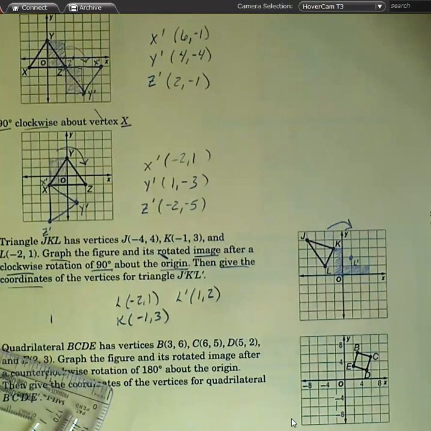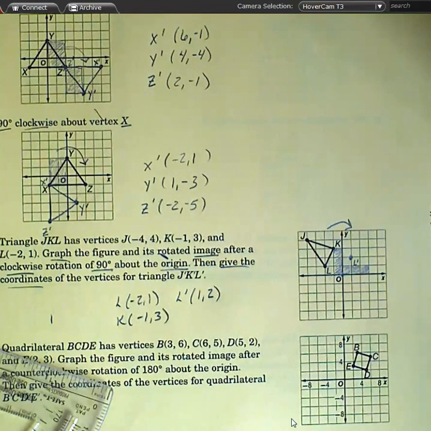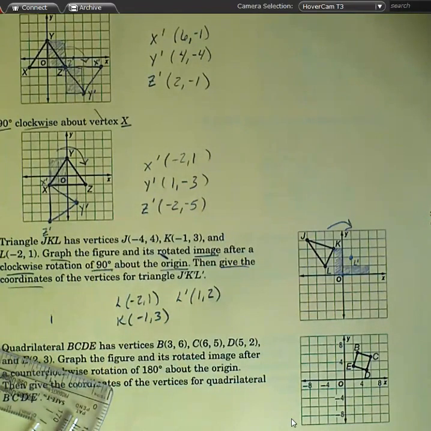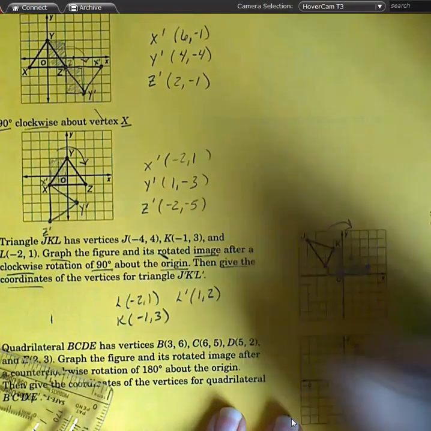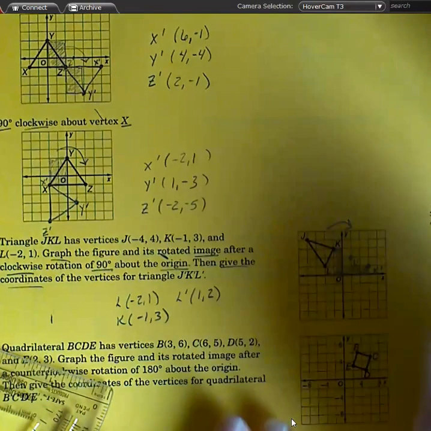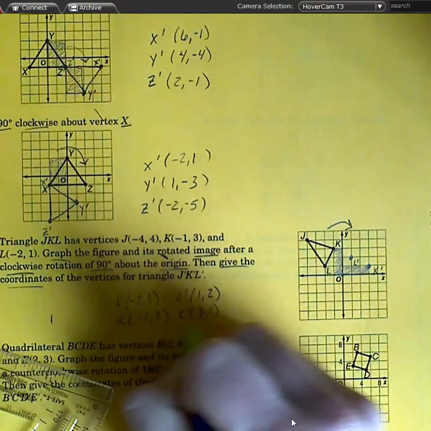1 and 3. 1 and 3 is way up here. That's not where my box is. Nope. Someone said it over there. It's 3 and 1. It's got to be in the same corresponding corner. K prime is 3 and 1.